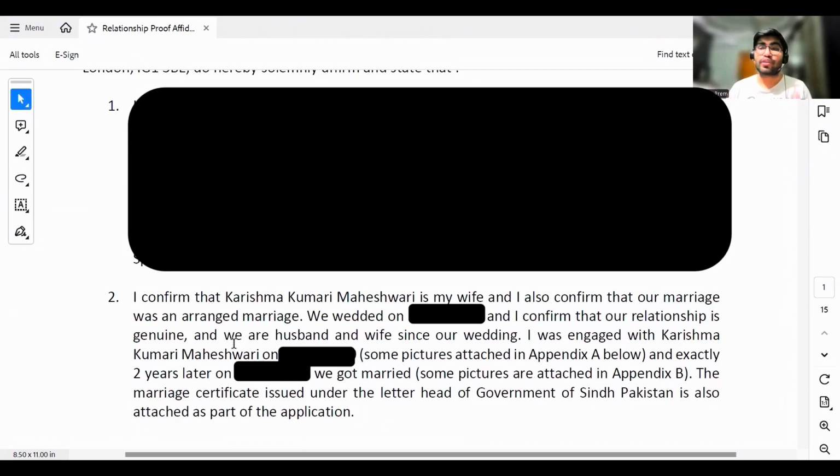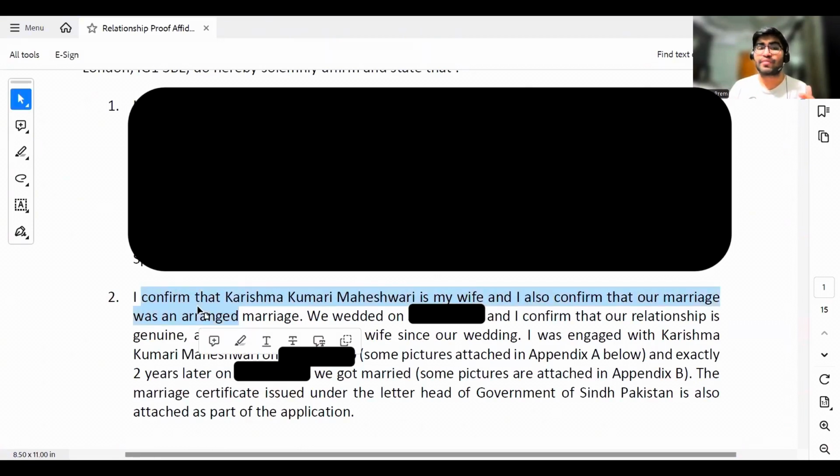In the second para, we are talking about the proof of relationship, which is one of the basic requirements of this visa: when we met, who my wife is, when we were engaged, when we wedded, and the pictures as well. It's very important, apart from your legal marriage certificate, to provide more evidence. The large purpose of this letter was actually to evidence the requirement of a genuine relationship. Here you can see we talk about arranged marriage, which is quite common in India and Pakistan as well.